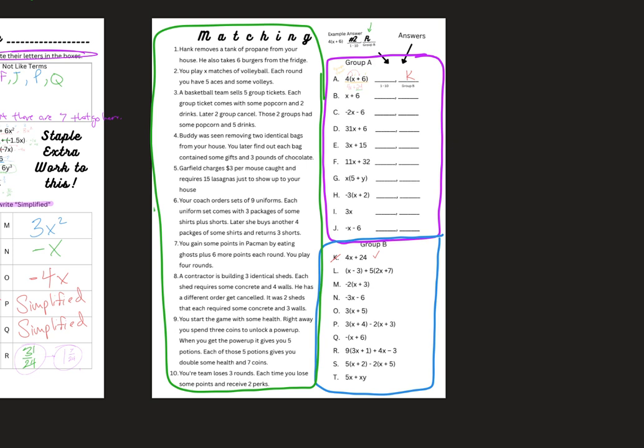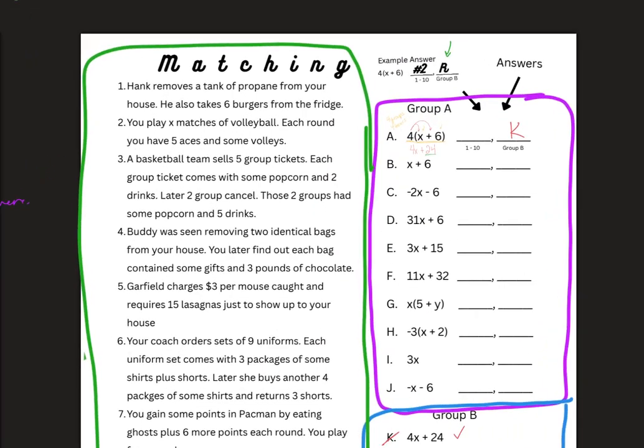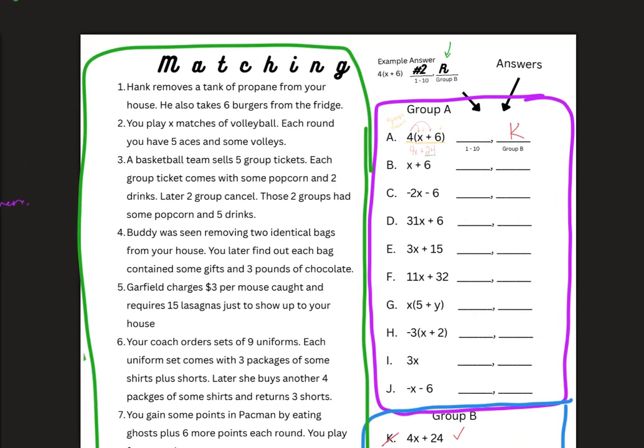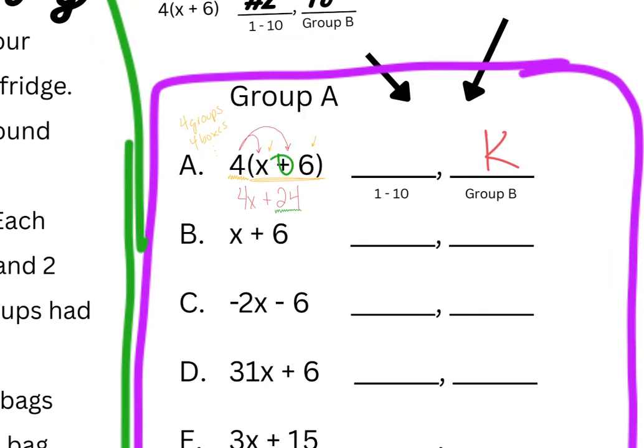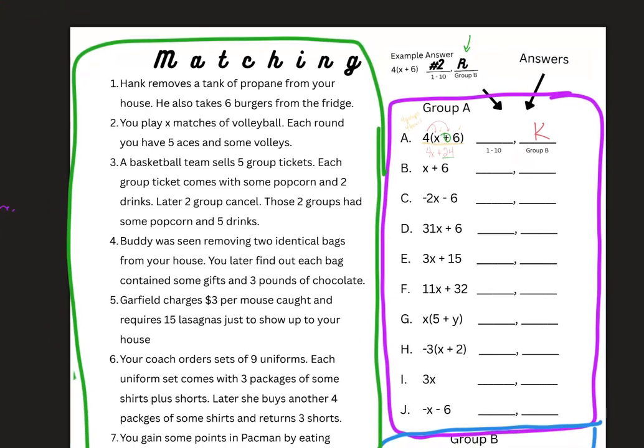And here we go. So as I look at this, Hank removes a propane tank. He takes 6 burgers. Well, this is adding 6, so it's not taking 6. You play X matches volleyball. There's 5 aces. Well, I'm getting rid of that because there's not 5 right here. Number 3, a basketball team sells 5 group tickets. Again, same thing. Nope. Buddy was seen removing 2 identical bags. Nope, we're not removing 2 things. There's no subtraction at all on ours.